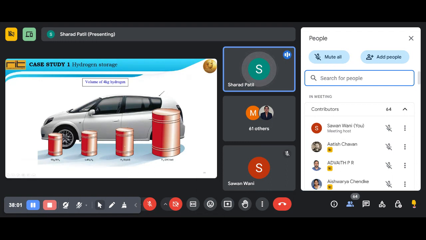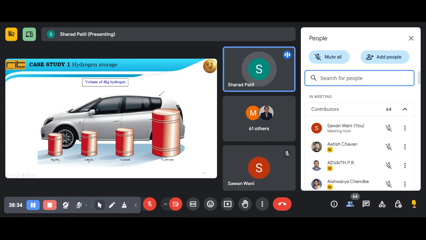If I would like to store it in the liquid form at low temperatures, the same 4 kg, then this much volume is required. If I would like to store it in intermetallic bonds, that is the metal hydrides, it is nothing but a metal plus hydrogen reaction. There are endothermic and exothermic reactions. Whenever you would like to store the hydrogen, you have to supply the hydrogen and it will react with the metals and form the bonds. And whenever you would like to release it, you have to supply the heat externally, then it will come out. That is the principle for metal hydride storage.